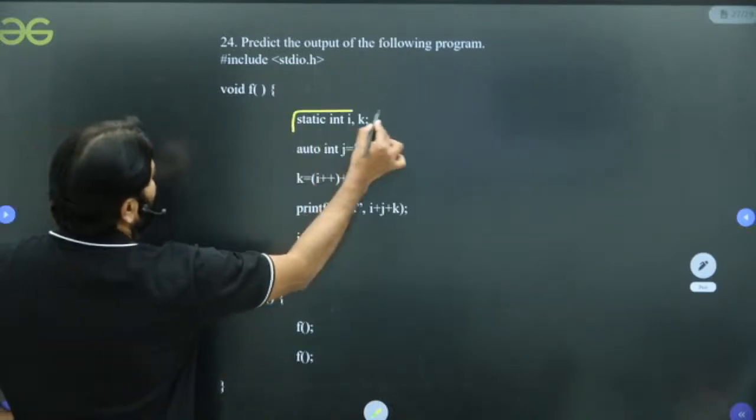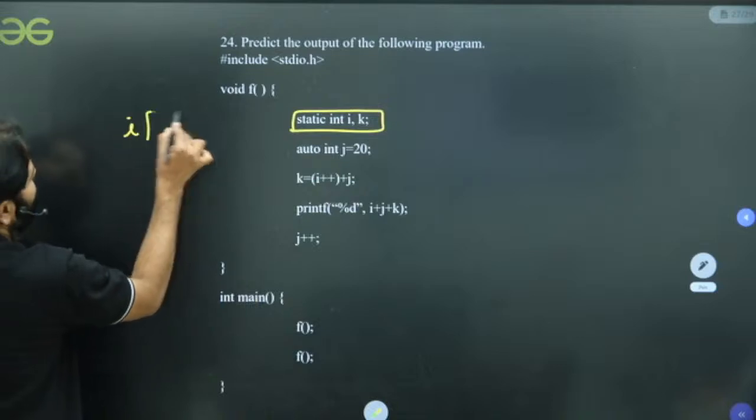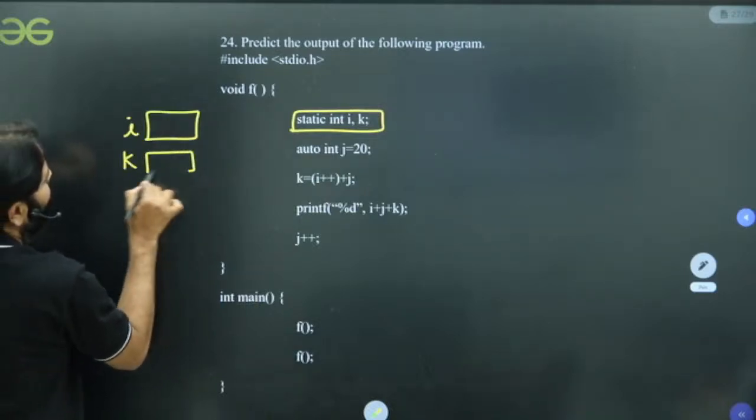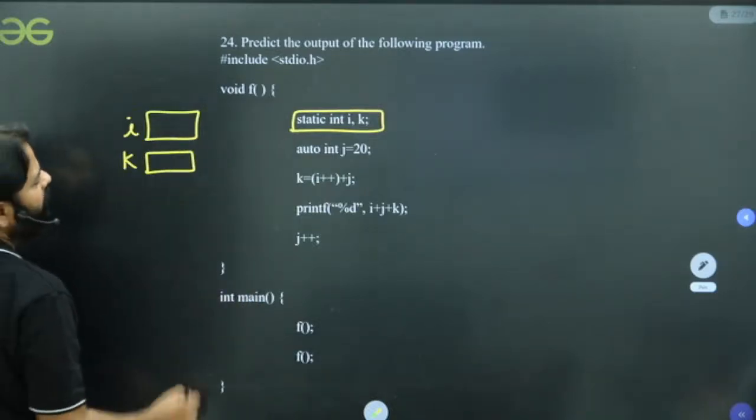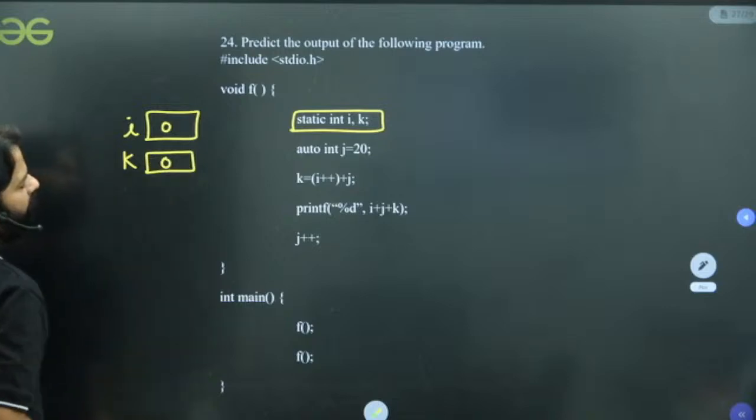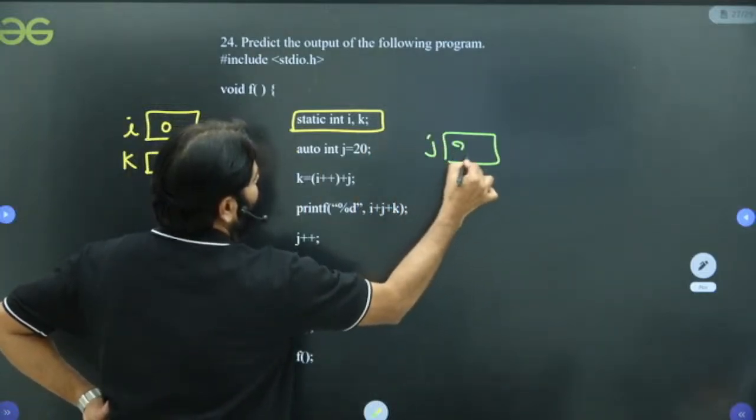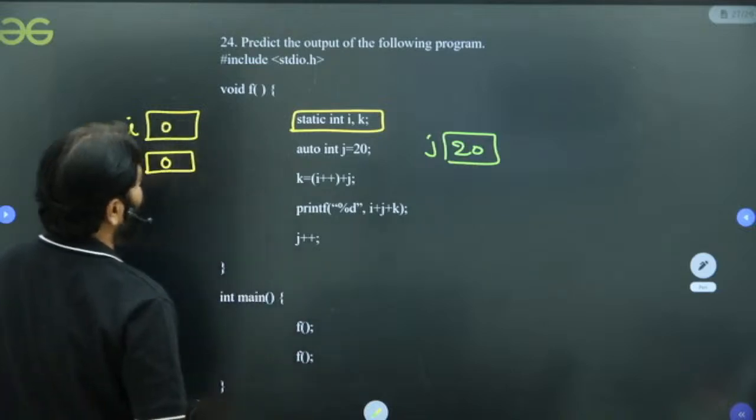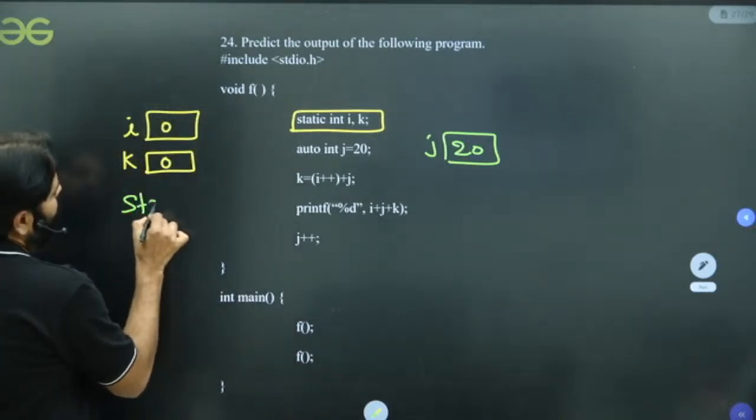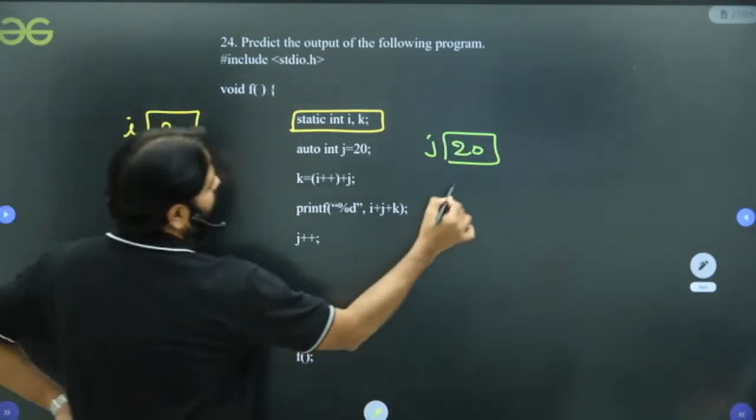And these are the static variables. So i and k always exist here. Nobody can delete them till the program termination. Initially they are 0, and the auto variable should be created whenever you call it. There has to be 20 whenever. These are the static. This is R2.